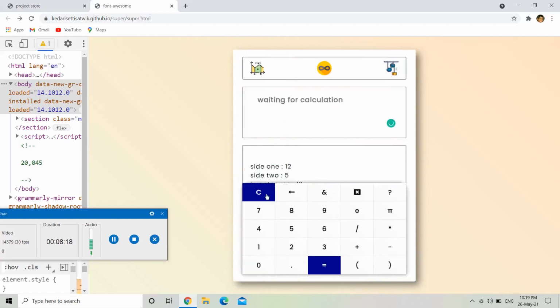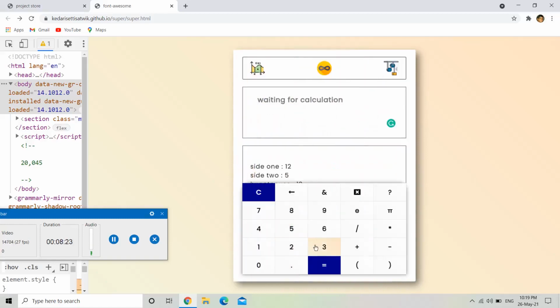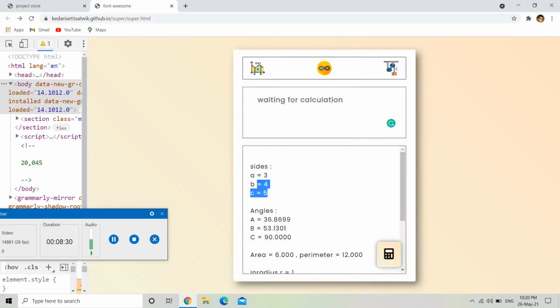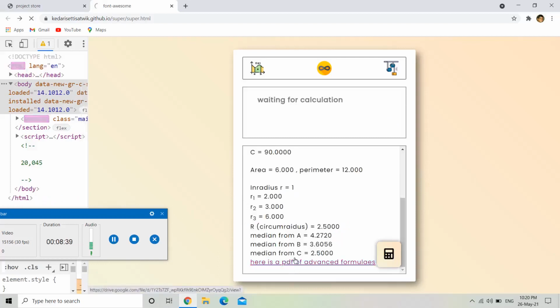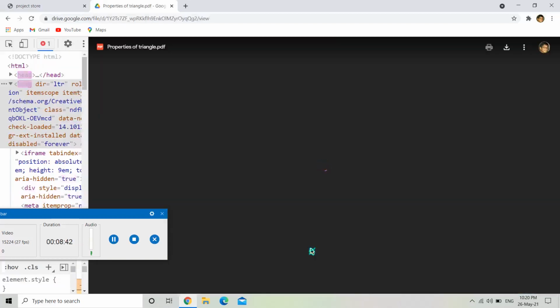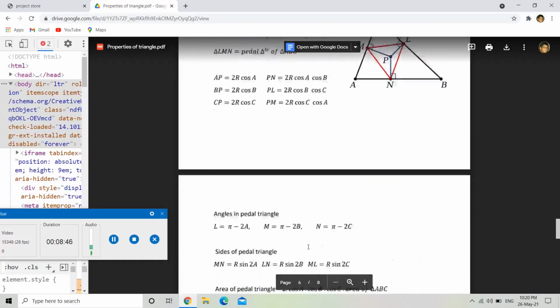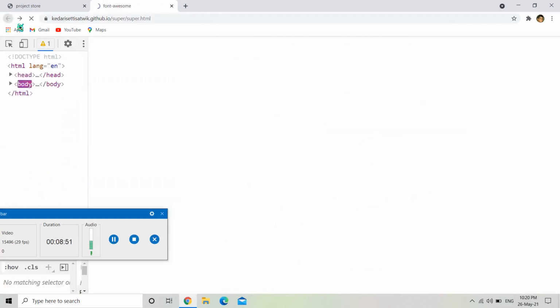Another thing, which is lastly present in maths, is triangle. If we write the three sides of the triangle and click on this button, you will get the three sides and angles, area, perimeter, inradius, circumradius, medians, and a link for the advanced formulas. There is an 8-page document, meaning so many advanced formulas are there. You can also go through them.